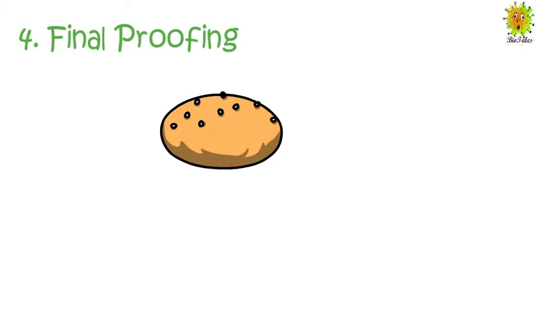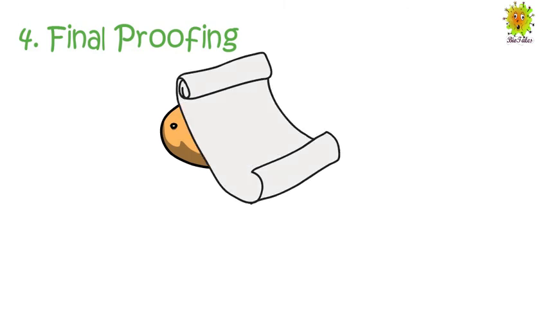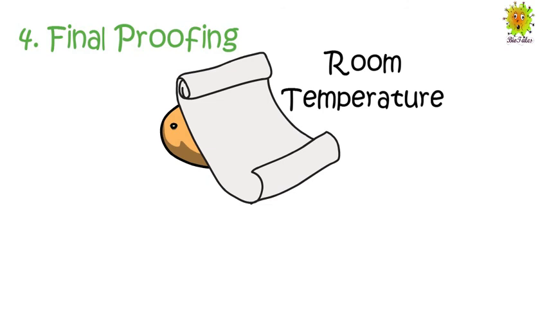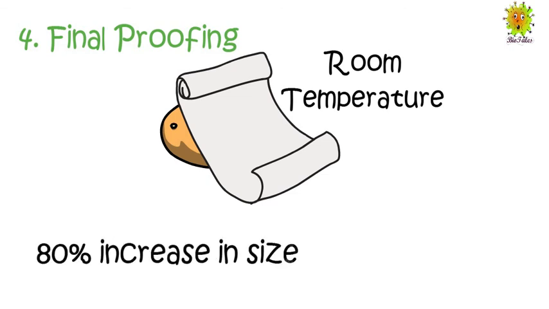After resting stage, the next stage is called final proofing. In this stage, the bread is prepared for baking. This stage is final before baking stage. In this stage, the dough is covered with damp cloth and left at room temperature. The rise of dough in this stage will not be the same as observed during first stage. However, the size of the bread in this stage will increase up to 80%. The time required for this stage is approximately 1 hour.